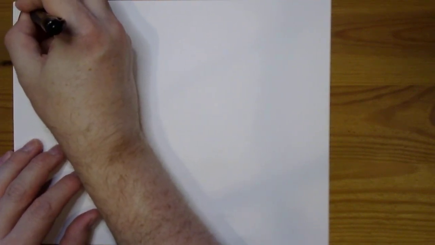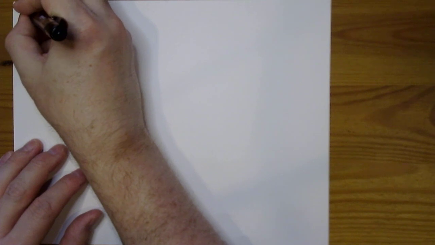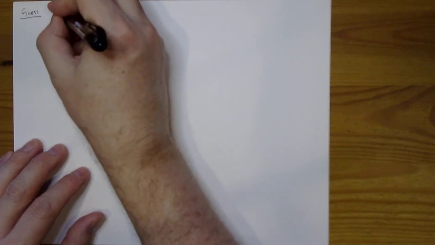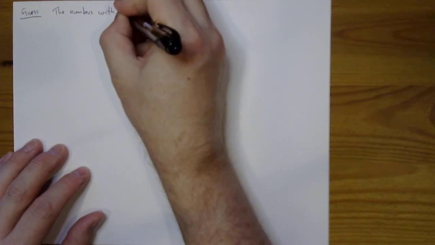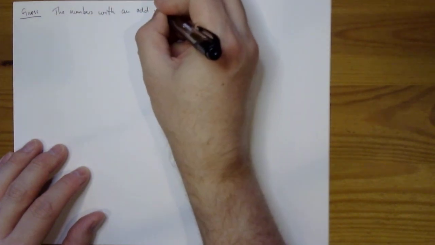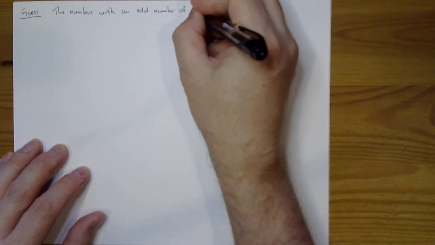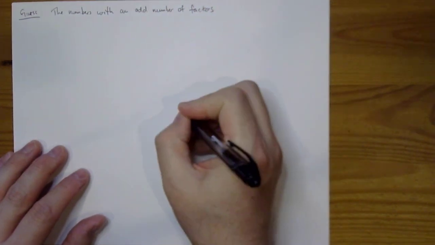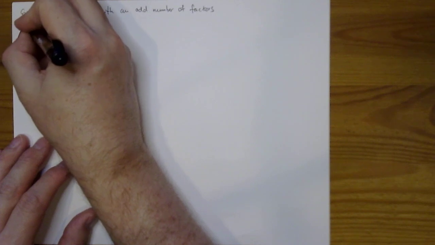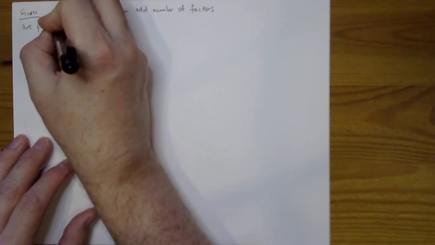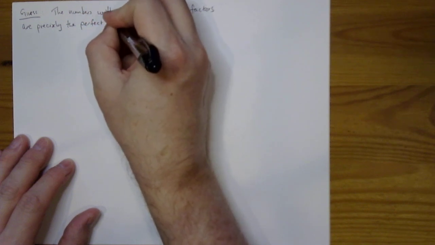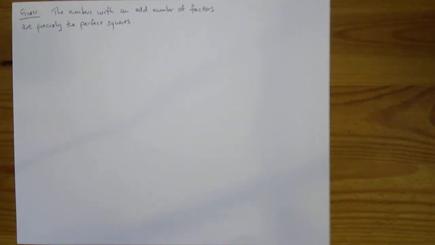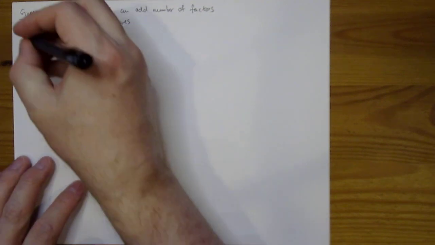So we guess that the numbers with an odd number of factors are precisely the perfect squares. And those are the ones that get unlocked.